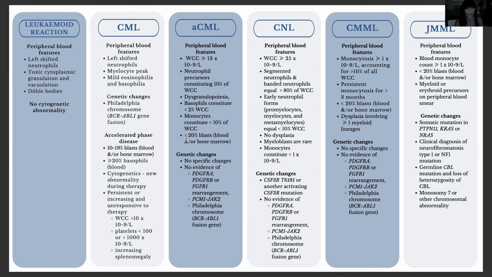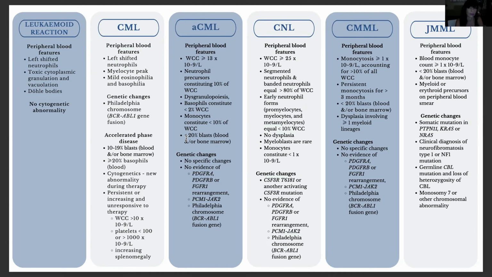So Sam has beautifully already gone through the features of a leukemoid reaction. So these are left-shifted neutrophils. We get reactive features, toxic granulation, vacuolation. We may even see some Döhle bodies as well. And this will be supported by the clinical history, infection, malignancy, growth factors, etc. And usually we shouldn't see any cytogenetic abnormality associated with that. These are acquired causes.